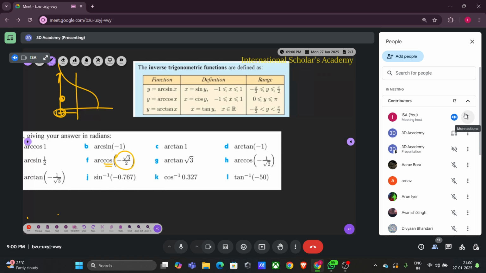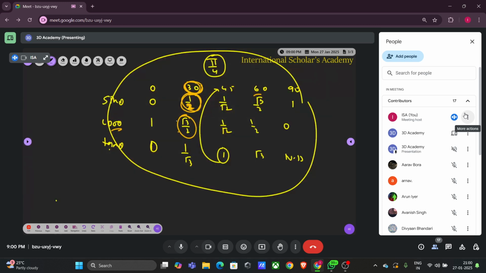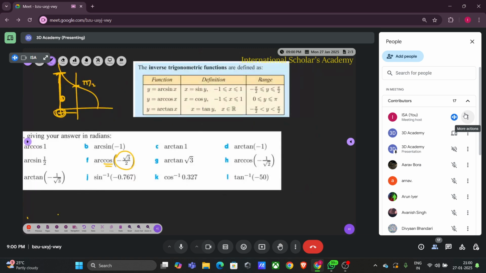Minus root 3 by 2 is the value. The answer should be greater than pi by 2. This point is pi by 2. Correct? Now it should go above pi by 2. And we know root 3 by 2 comes for 30 degrees. So if it is 30 degrees, subtract 30 from above; from here you will have to add 90 plus 60, then only will you get the same value. Yes or no? So you will do pi by 2 plus pi by 3, or pi minus pi by 6. You will get the same answer.